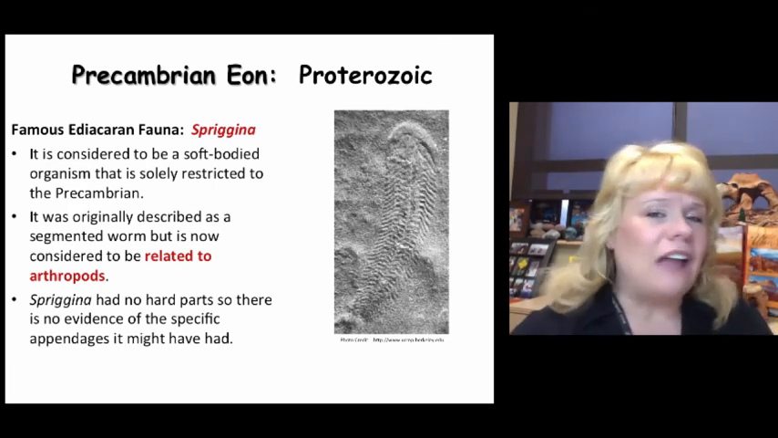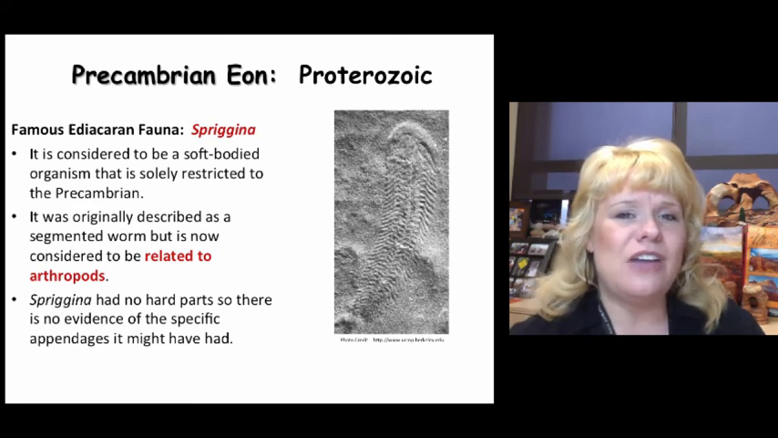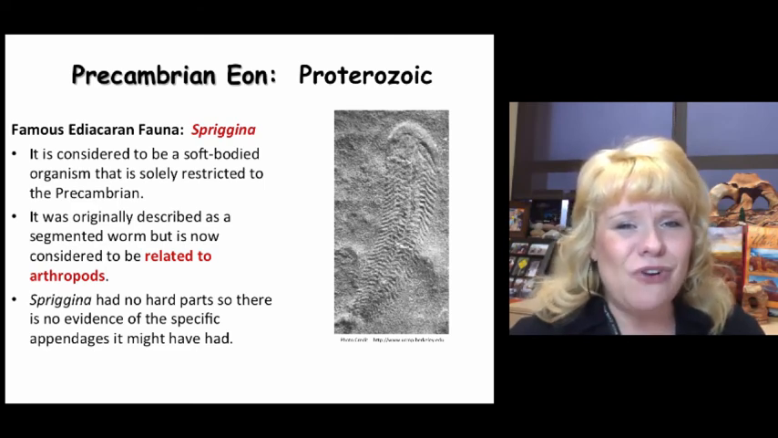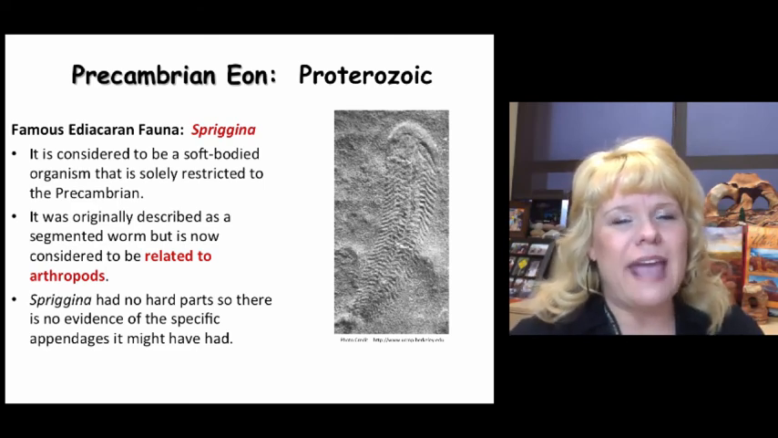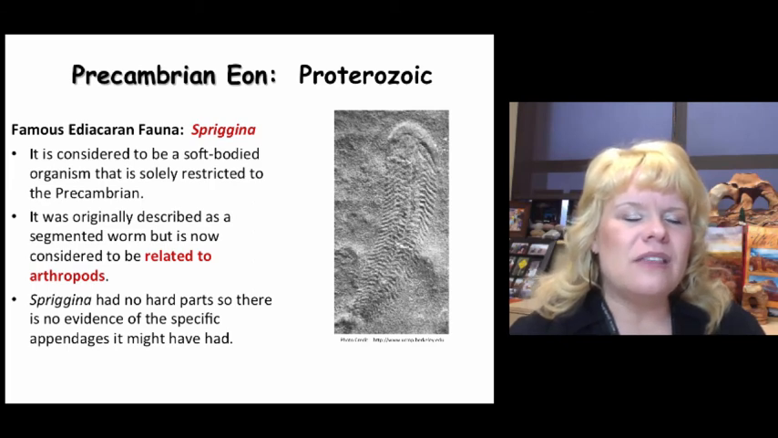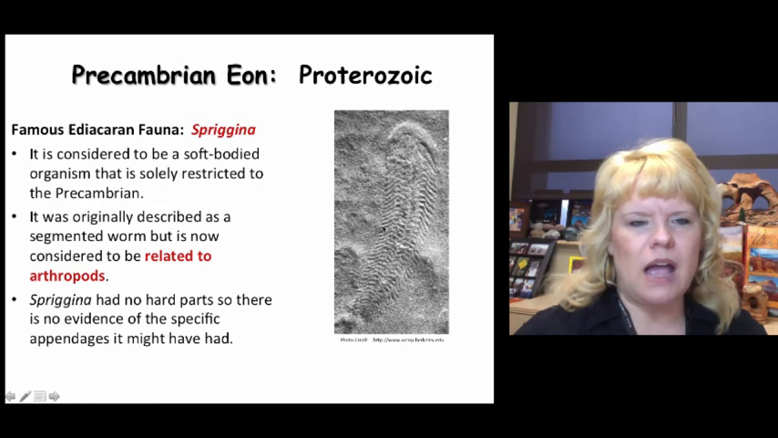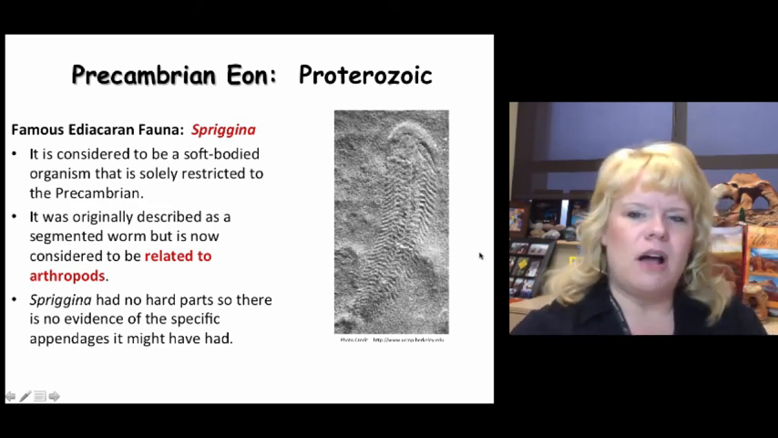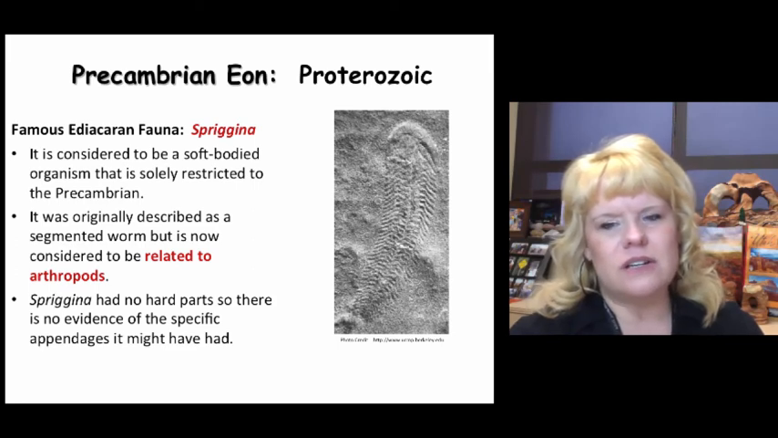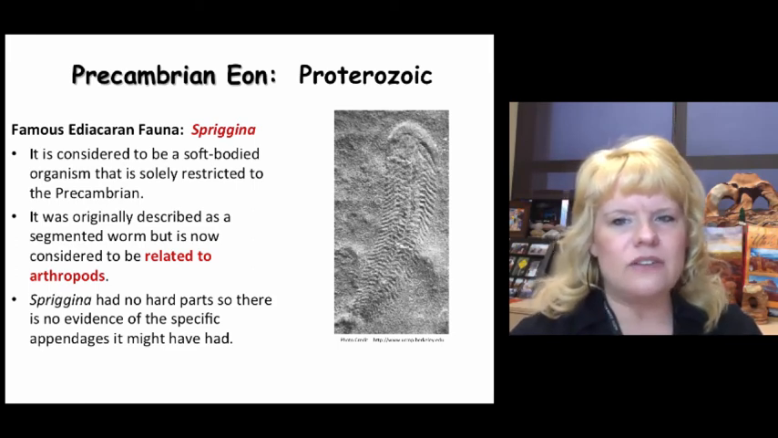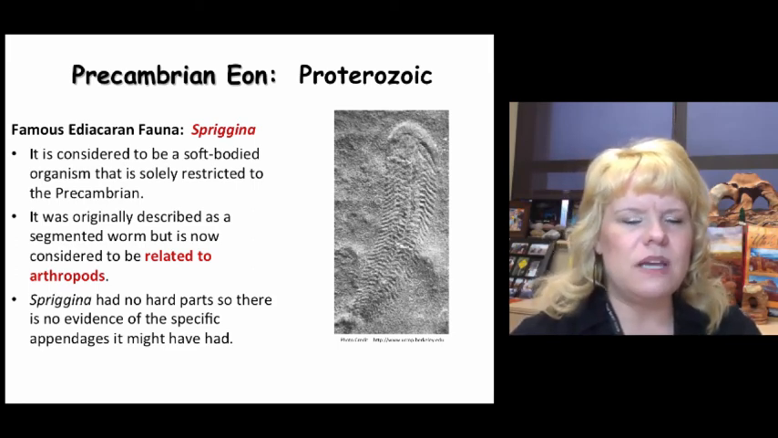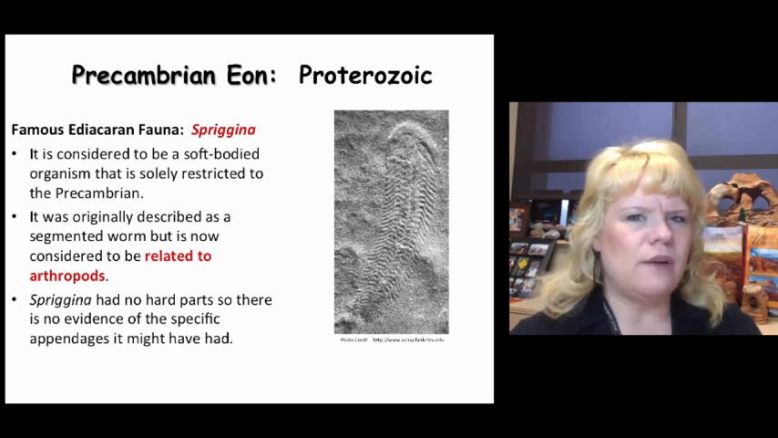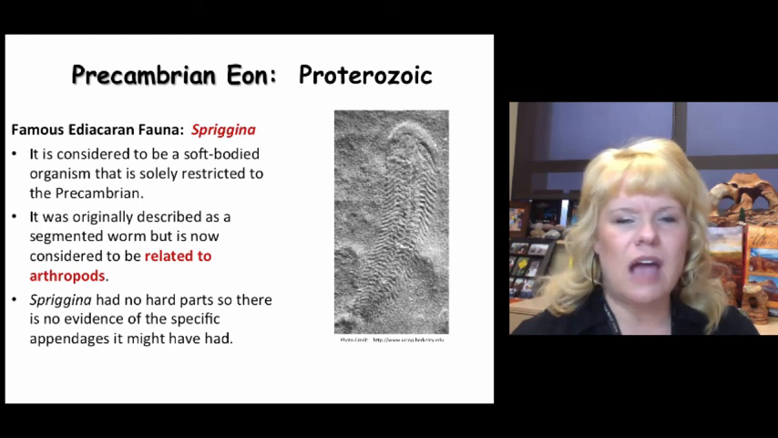Sprigina is actually named after the guy who discovered Ediacaran fossils to begin with. This is a fascinating guy. He looks like a big giant worm. He's not. He is related to an arthropod, very segmented, has a distinctive front and end to him with the segmented body in between. There were no hard parts like we would see in something like a trilobite, so we have no idea if he had appendages, how he moved.